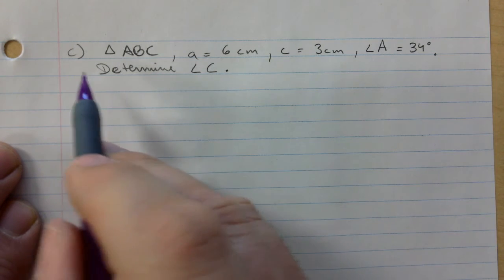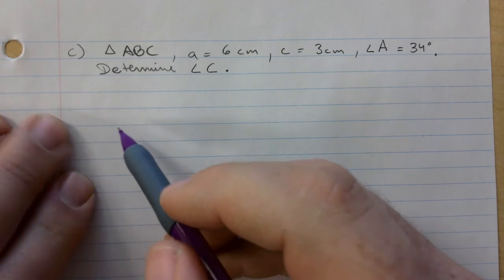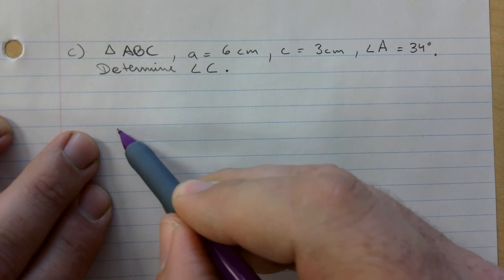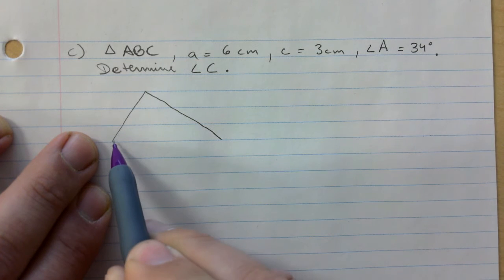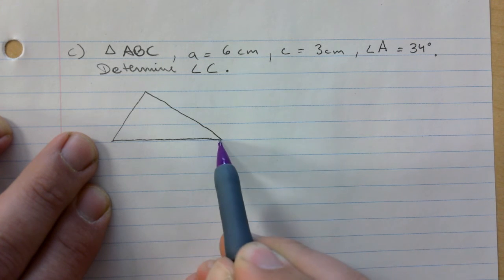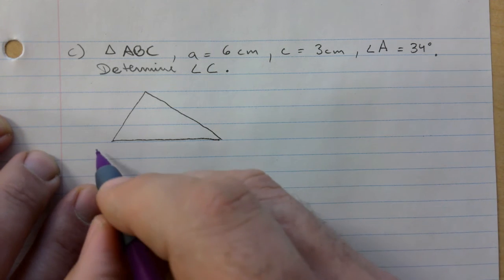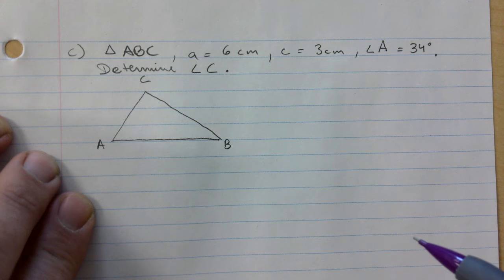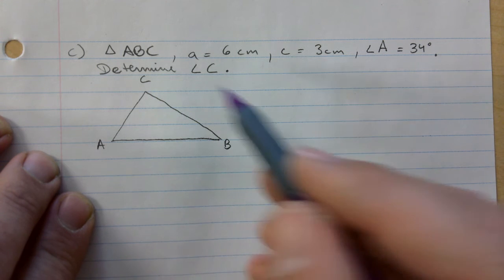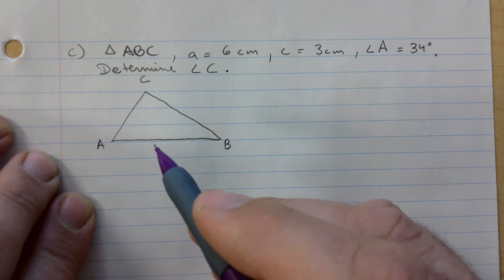All right, so no diagram provided. You also have to be good at that. What I would say is don't draw it to scale. Just make a triangle, and don't make it a right triangle because that'll throw you off. Most likely it's not going to be one. And then you just go ABC. It doesn't matter if you go clockwise or counterclockwise. It's going to give you the same answer.